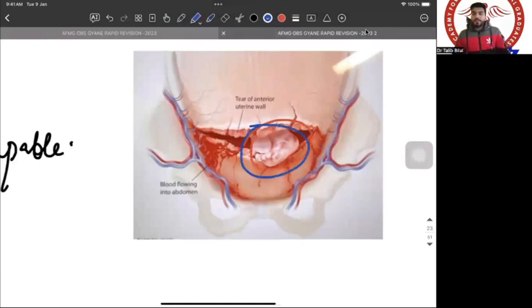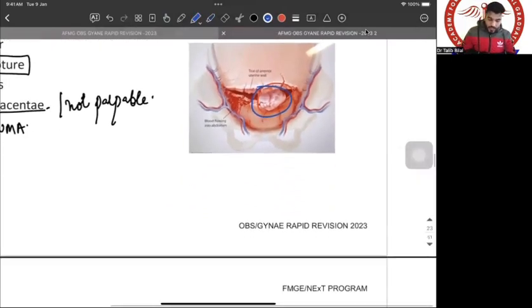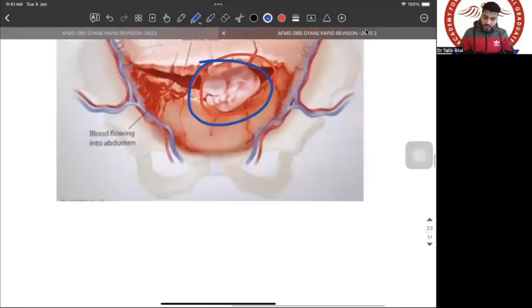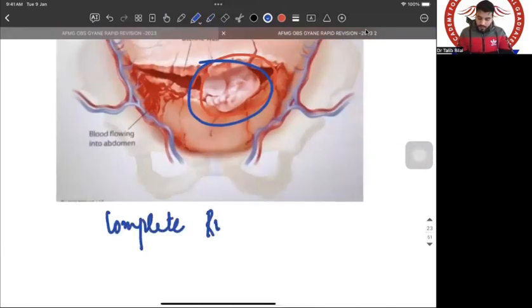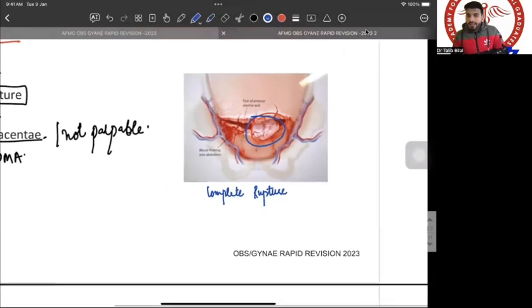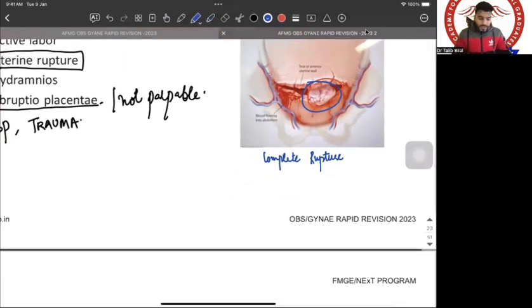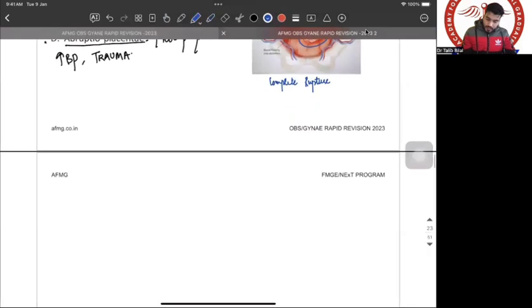But there is a difference between a complete uterine rupture and an incomplete uterine rupture. Let me tell you, guys, this picture is a complete rupture. You might have heard about another term, uterine dehiscence. What do I mean by this uterine dehiscence or uterine rupture?